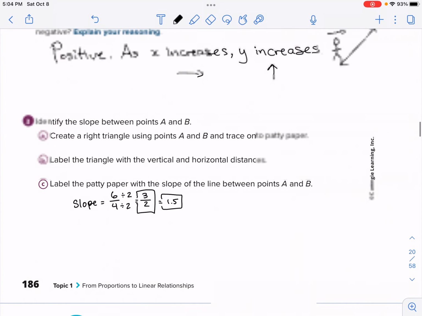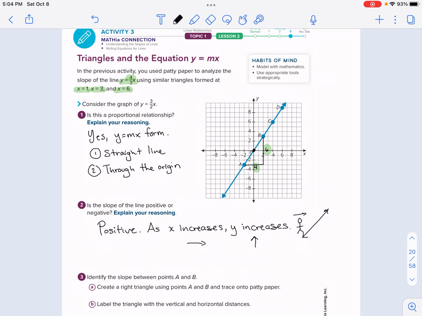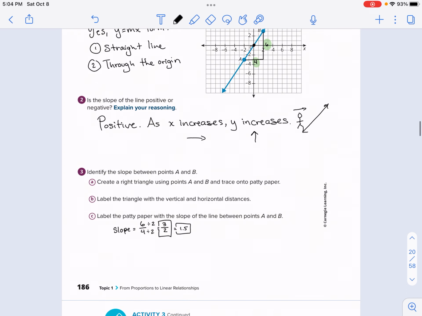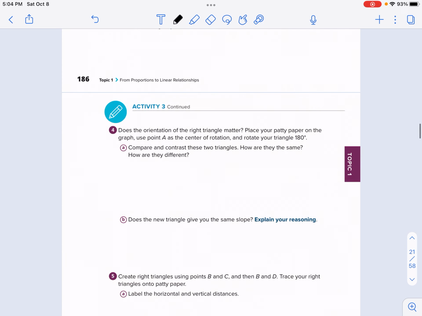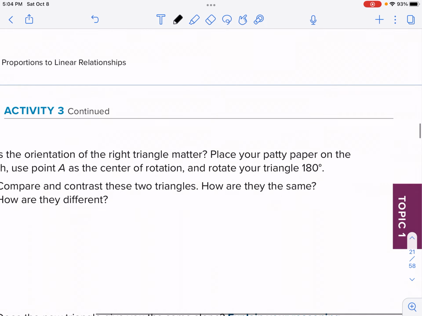How that's characterized here is, right, we're going up 1.5 and right 1 for every unit on the x-axis. Okay, now we're going to be still working with this graph, but the prompts are coming from the next page, on page 167. So let's get to that. Number 4, does the orientation of the right triangle matter? It's telling us to use patty paper. We're not going to use patty paper, but it still says use point A.